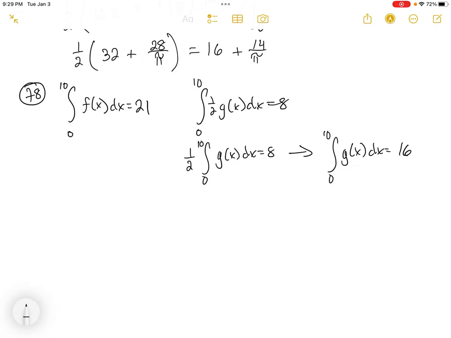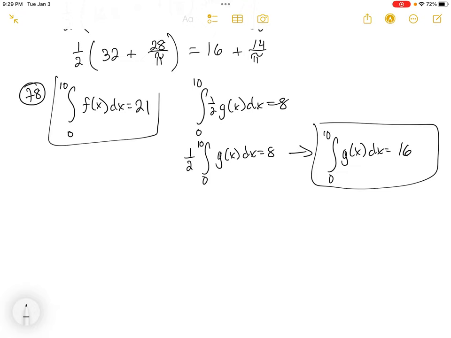That looks a little bit nicer, right? And we're going to want to use that. So then we're given later on that this integral, so we have this as a given, we have this as a given, and then we're given that from 3 to 10, f of x minus g of x dx is 2.